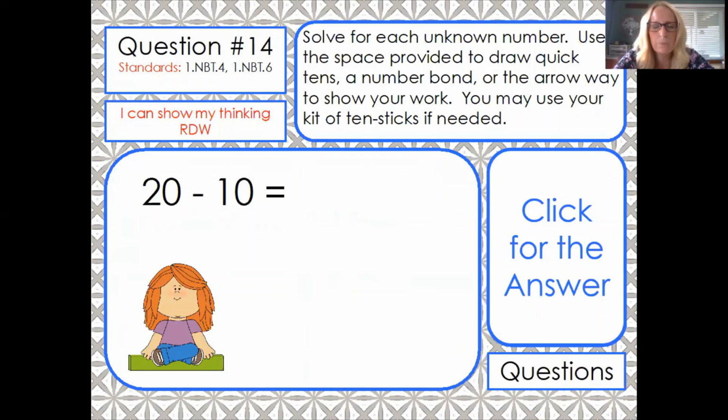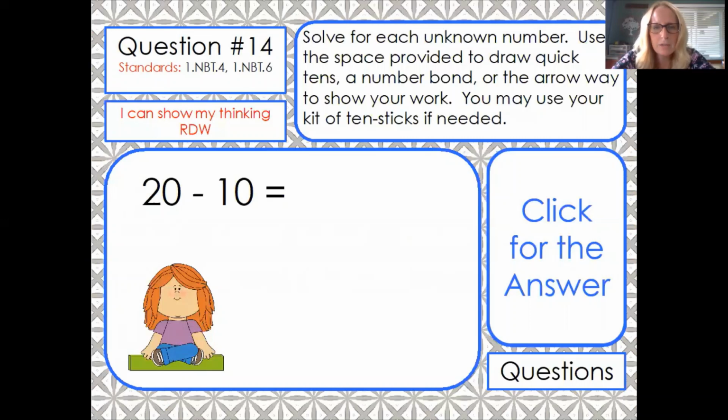One strategy would be to decompose. Another strategy would be to draw quick tens. And the last strategy is to use mental math, because sometimes you just know this. And this one is a good one, and to give an example of mental math: if you have 20 and you take 10 away, you might know right away the answer to this problem.